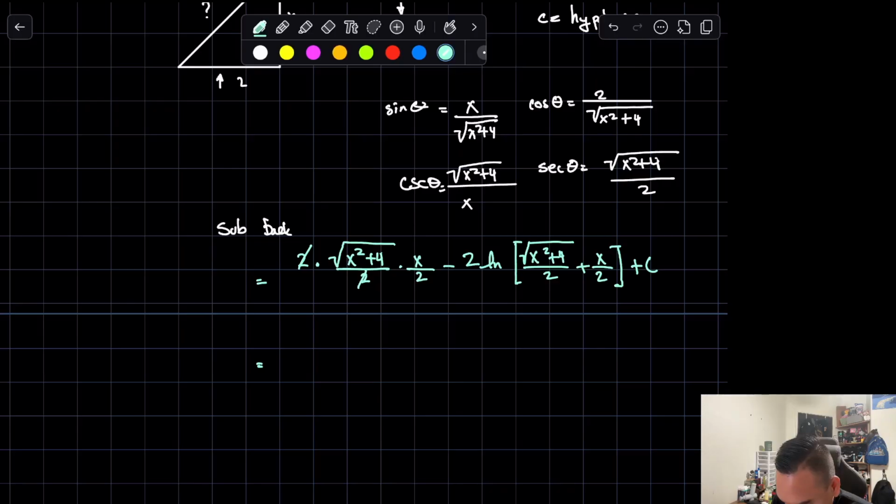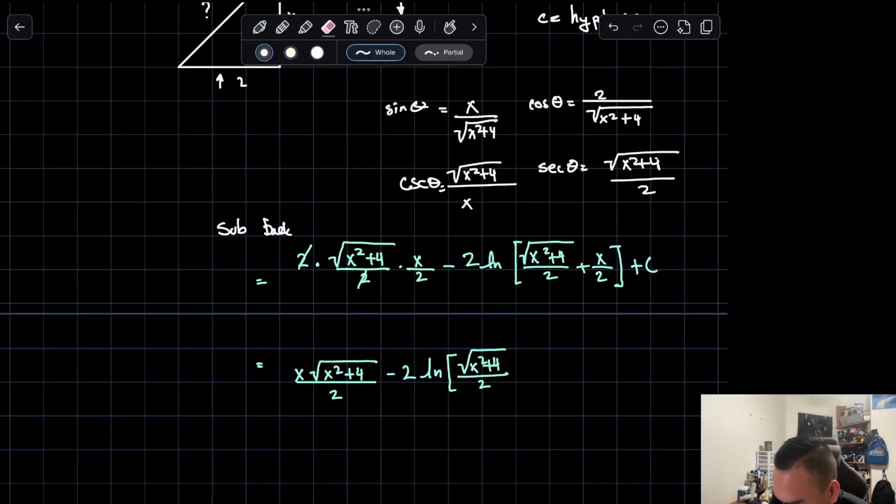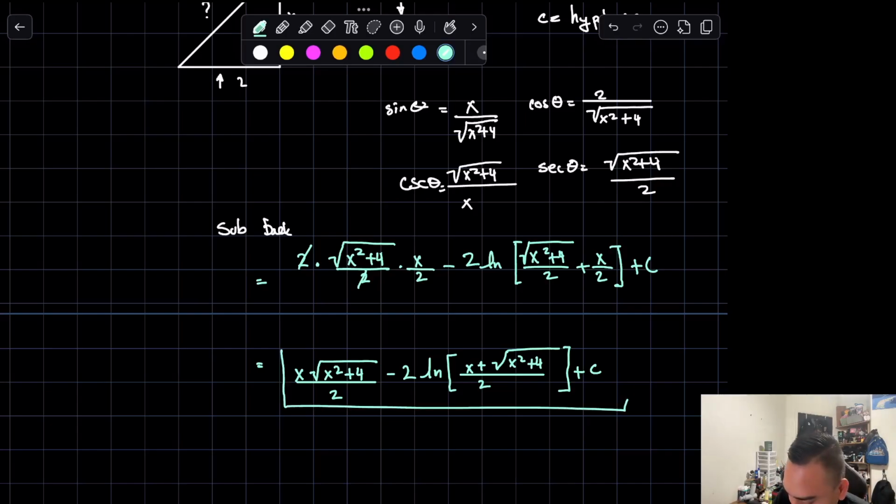Then if we simplify this, the 2's will cancel out. It's just going to become x times the square root of x squared plus 4 over 2, minus 2 ln of the square root of x squared plus 4 over 2 plus x over 2, which, because they have the same denominator, you can actually combine. It's just going to become x plus the square root of x squared plus 4, plus c. So you can just leave your answer exactly like that.